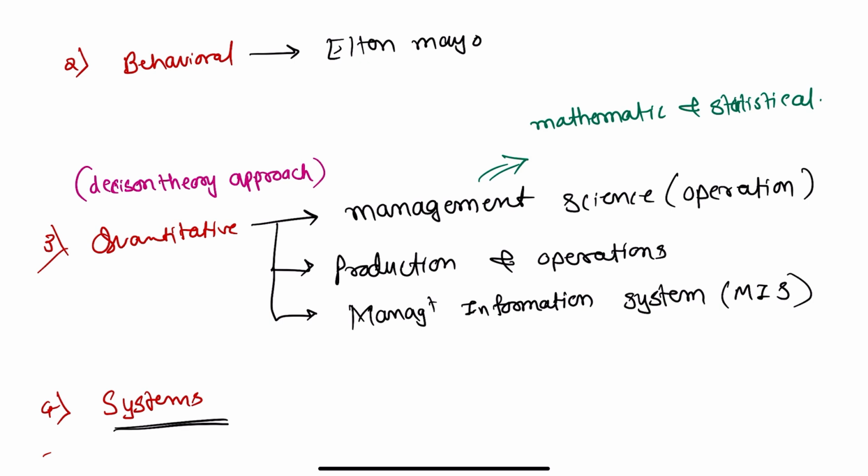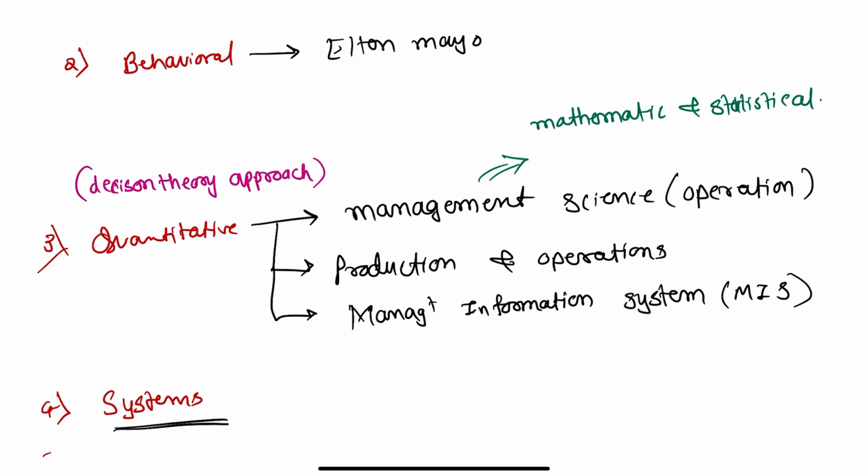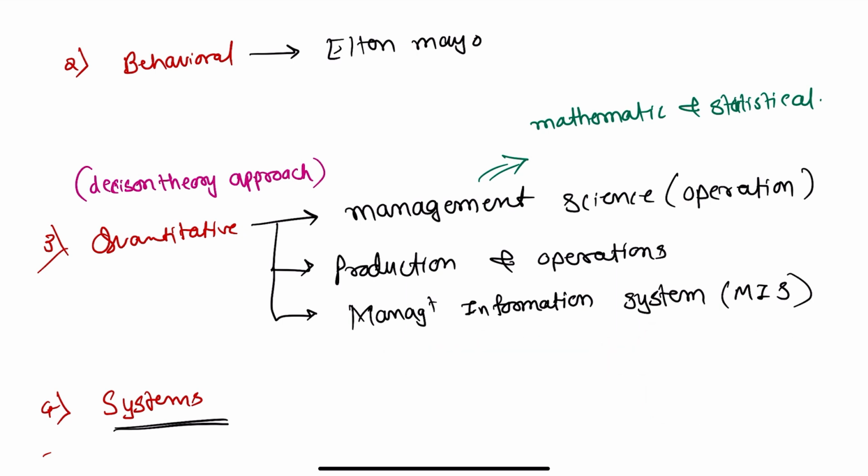Now production and operations. This approach focuses on the operation and control of production processes that transform resources into finished goods and services. Then management information system, also called MIS. The MIS approach focuses on design and implementation of computer-based information systems for the management's use. It converts raw data into information inputs, and these inputs are subsequently used by the management for decision making.